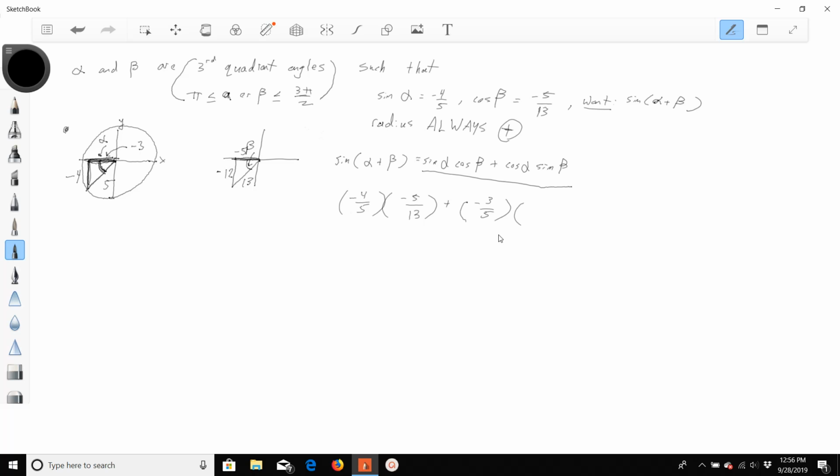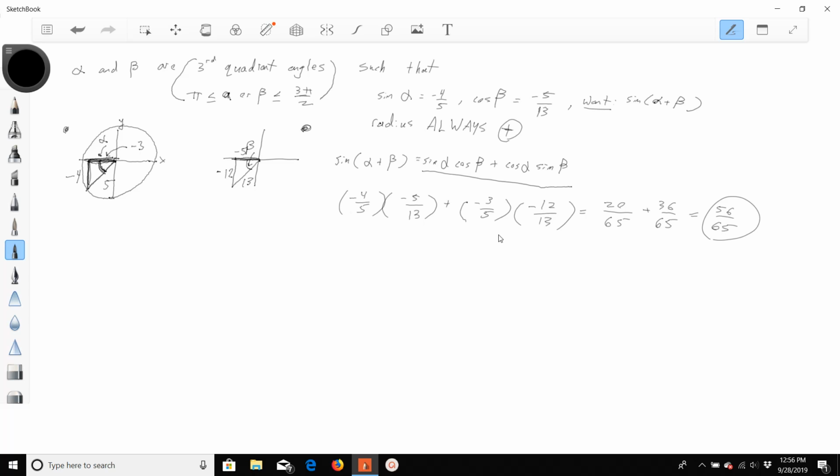And now the sine of beta. Looking at the right illustration, the side opposite to the angle beta has a length of -12 divided by the hypotenuse, which is 13, so sine of beta is -12/13. Now we just do some clearing up here. We're going to get 20 over, what's 5 times 13? I think it's 65. 65 plus 36 over 65, which is going to give us 56 over 65.